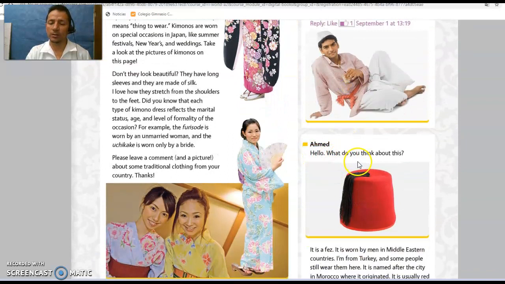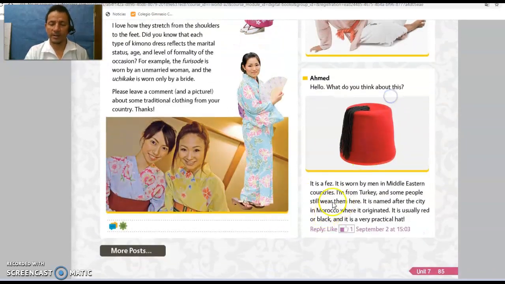Ahmed: Hello. What do you think about this? It's a fez. It's worn by men in Middle Eastern countries. I'm from Turkey, and some people still wear them here. It is named after the city in Morocco where it originated. It is usually red or black, and it is a very practical hat.